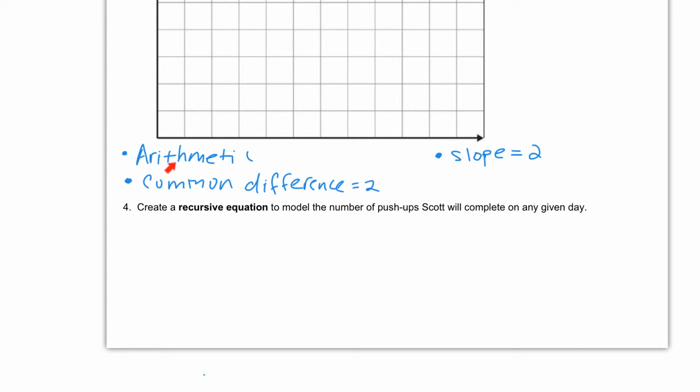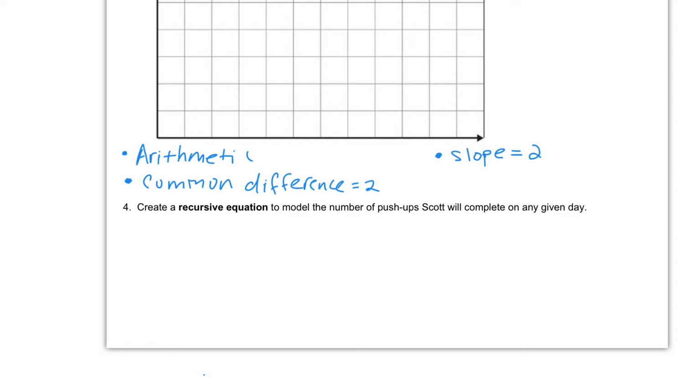We have already concluded that this is an arithmetic sequence because we are adding the same number every time. And we said that number that we're adding every time is 2, which is also referred to as the common difference. And then when we graphed it, we also said we had a slope of 2, and we related that the common difference and the slope were the same thing. Again, with a positive 2, we're adding that 2 every single time.